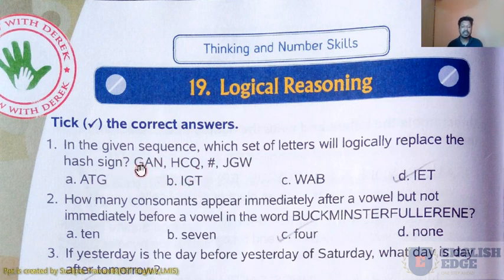It is G and H. So A, B, C, D, E, F, G, then H, then I, then J. So G, H, I, J. Yes, there is also another logical relation, and the third letter is N: N, O, P, Q, R, S, T, U, V, W. Yes, this set D is the correct answer, and it will logically replace the hash sign. So D is the correct answer.